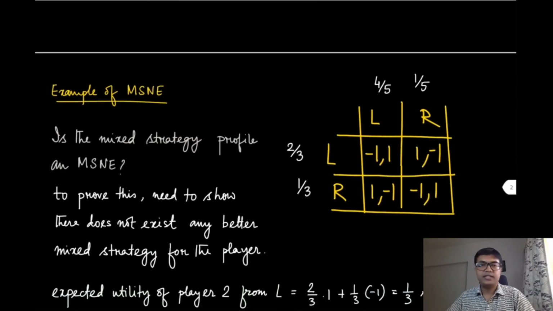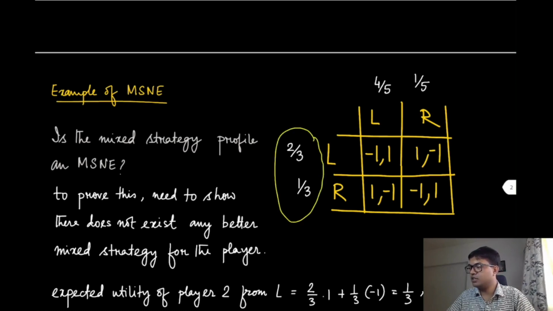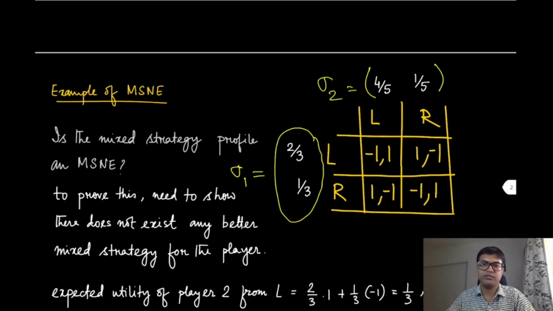So we can use that definition, the inequality, as an equivalent definition of mixed strategy Nash equilibrium. Let us first look at some examples of mixed strategy Nash equilibrium in some of the games that we have already seen. So this game of penalty shootout we have already seen, and let us try to see whether this mixed strategy profile, where player 1's sigma 1 is 2/3 and 1/3 for these two strategies L and R, and sigma 2 is this mixed strategy 4/5 and 1/5 for player 2.